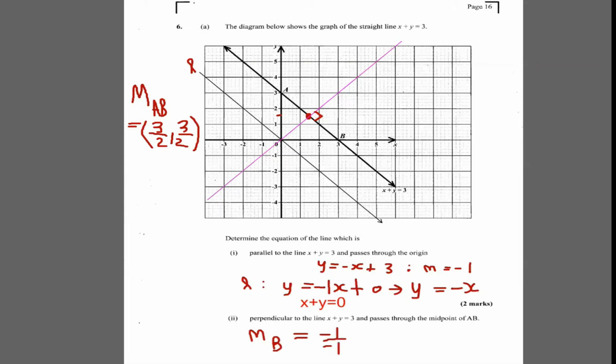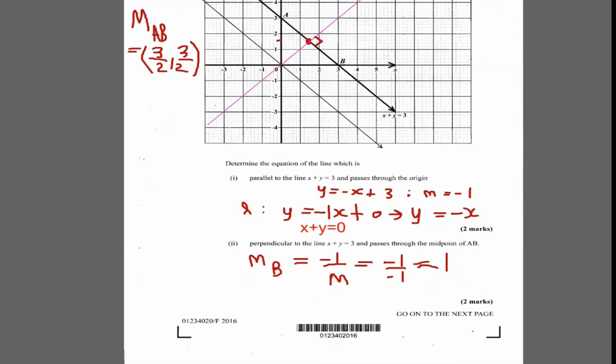How do I know that the gradient of the perpendicular bisector is equal to -1 over the gradient of the line? The gradient of the line was -1, and so it's going to be -1 over -1. -1 over -1 is 1. All right. So the gradient of the perpendicular bisector is 1. And so clearly from the graph, it will be y is equal to x. That's the equation of this line.